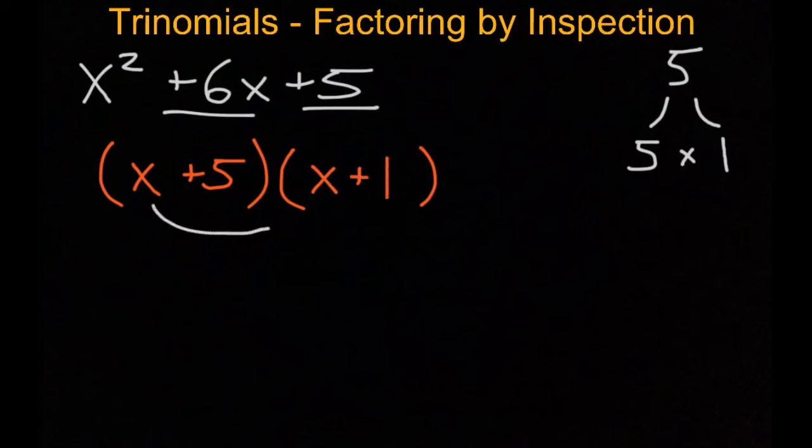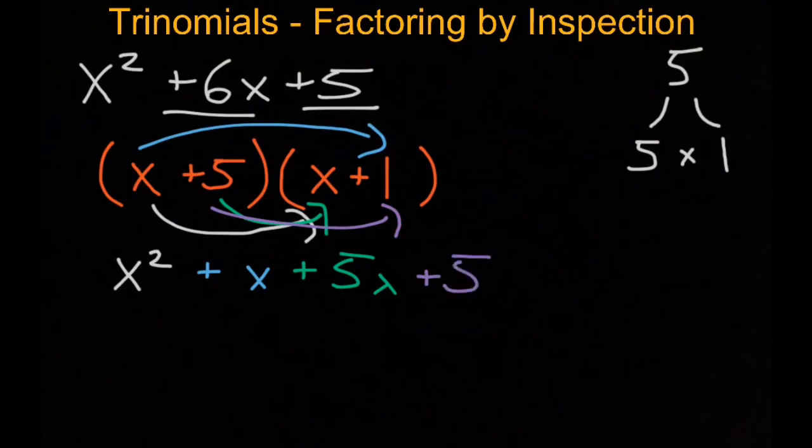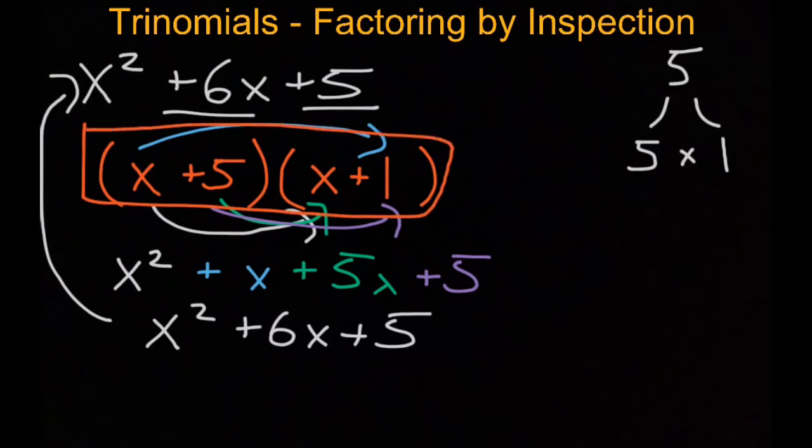So let's check this. X times x is x squared. X times 1 is just x. And 5 times x is 5x. 5 times 1 is 5. So when we simplify this down, we're left with x squared plus 6x plus 5. And that is the same as what we're given. Therefore, our answer here is correct.